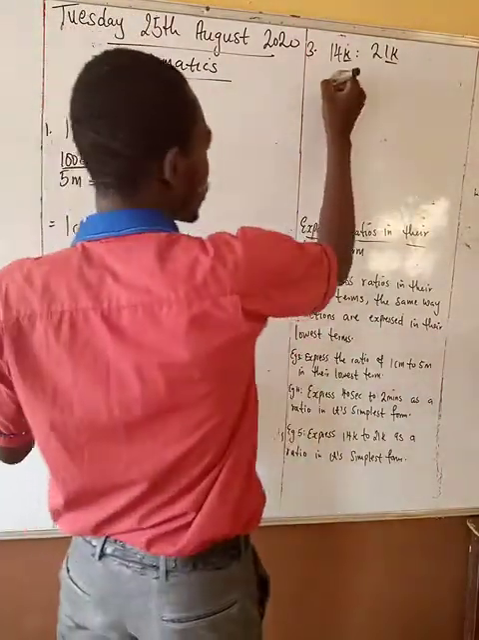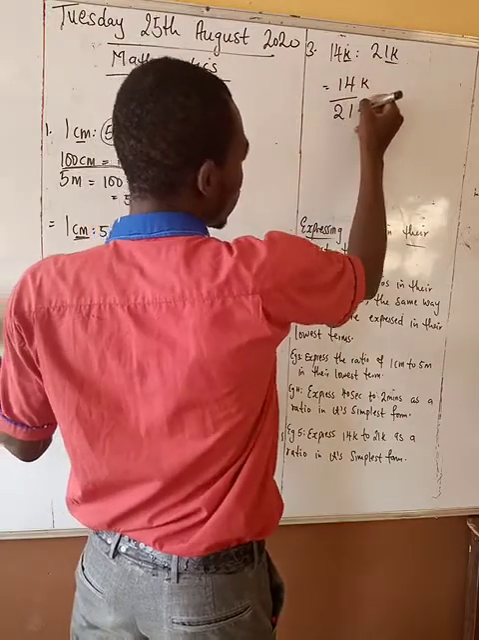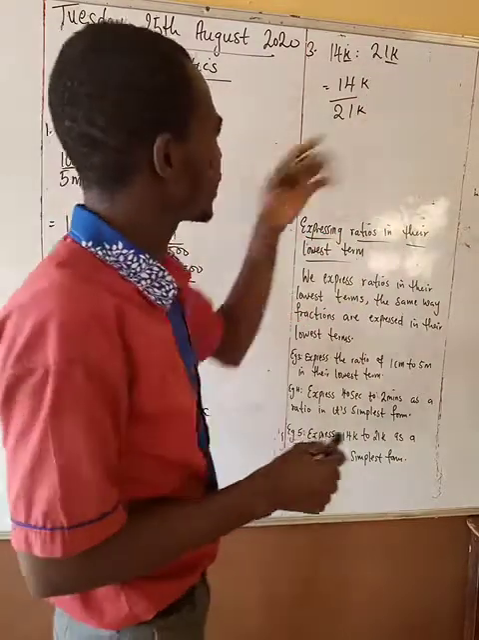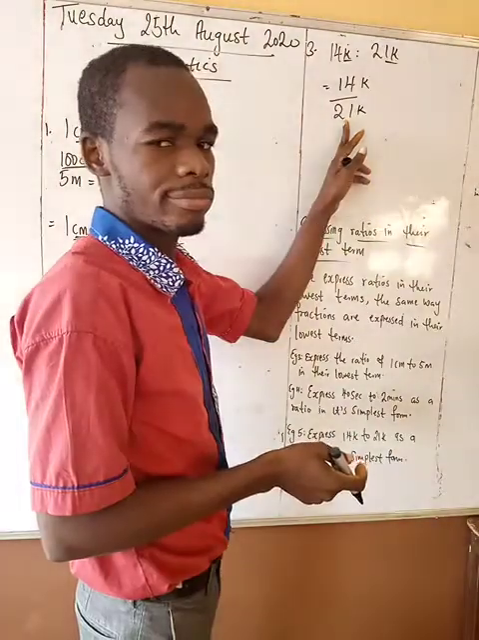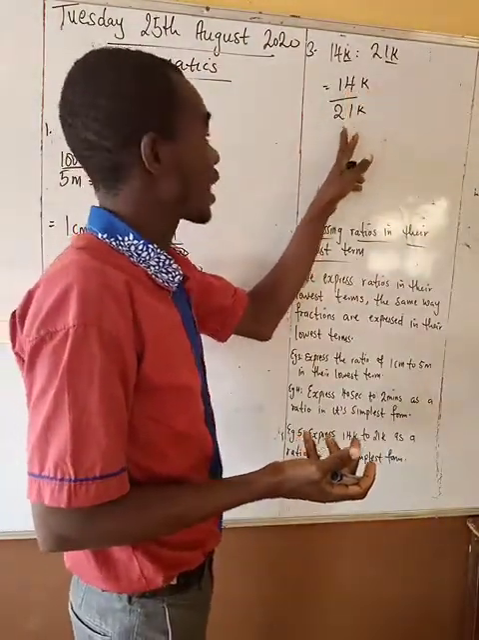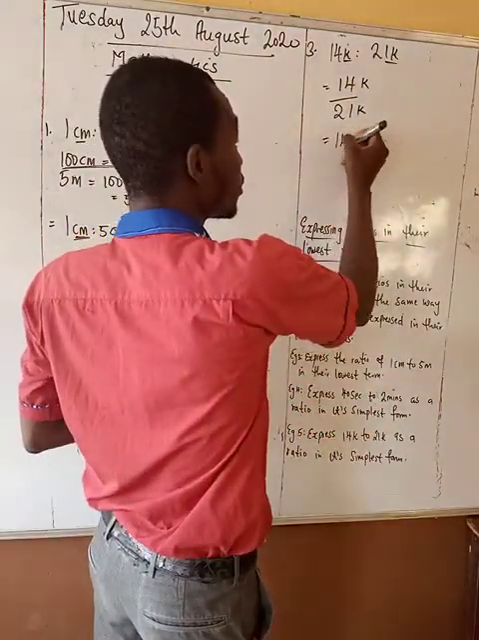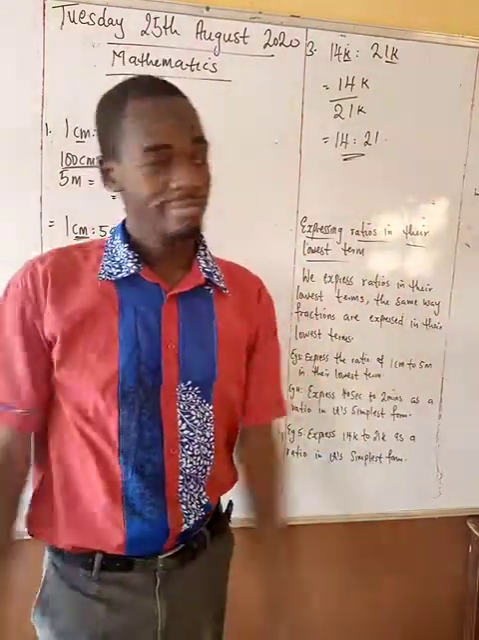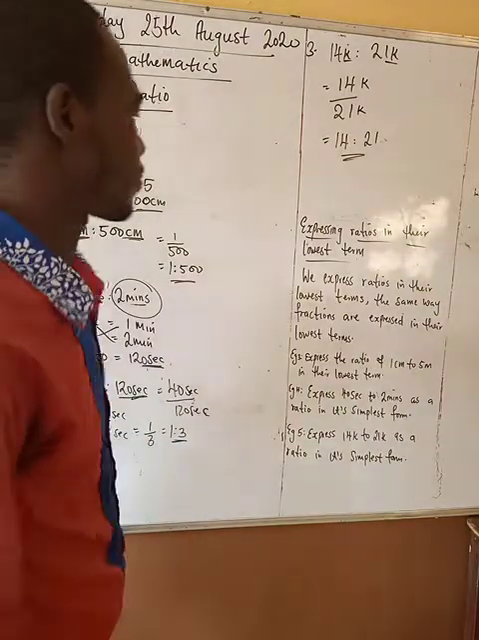So what we're going to do now is have 14 over 21, which is the same thing as 14 is to 21. But let's ask ourselves, can anything divide this and this? Can 2 divide this? No. Can 3 divide this? No. So our answer is 14 is to 21. Straightforward. Smart. They are all wonderful children.